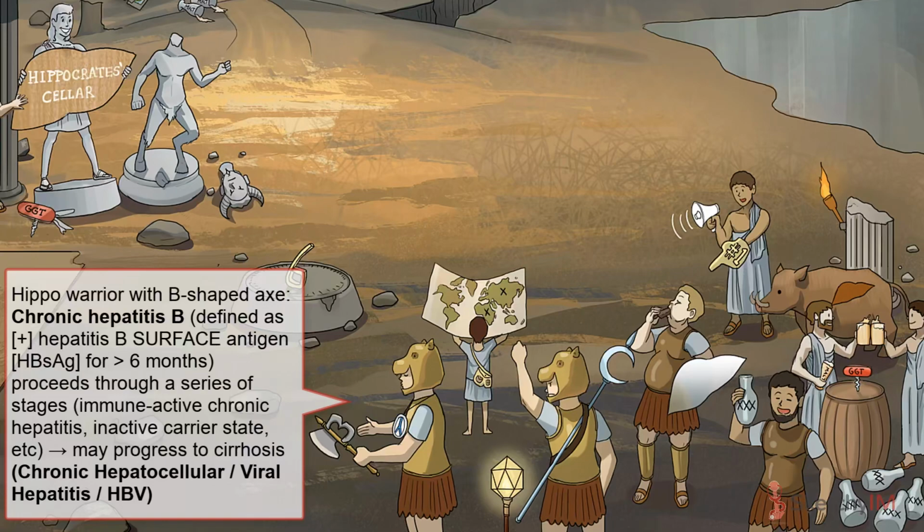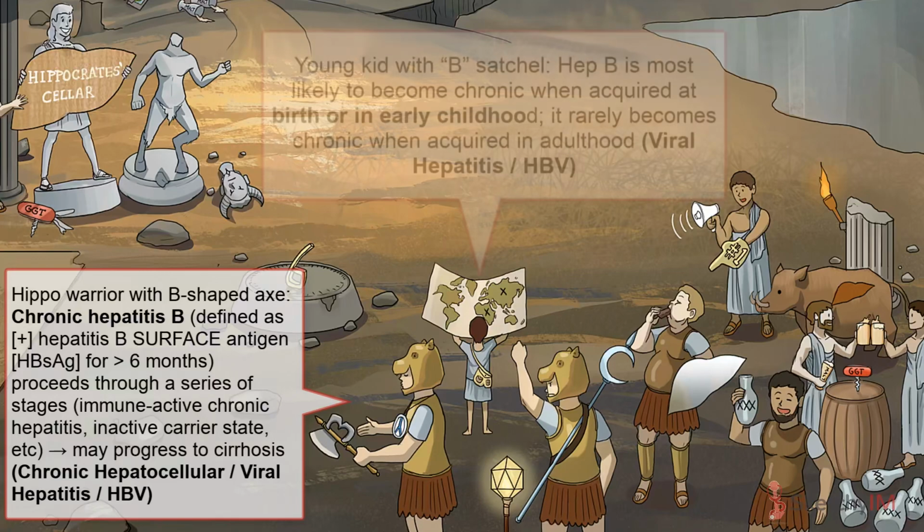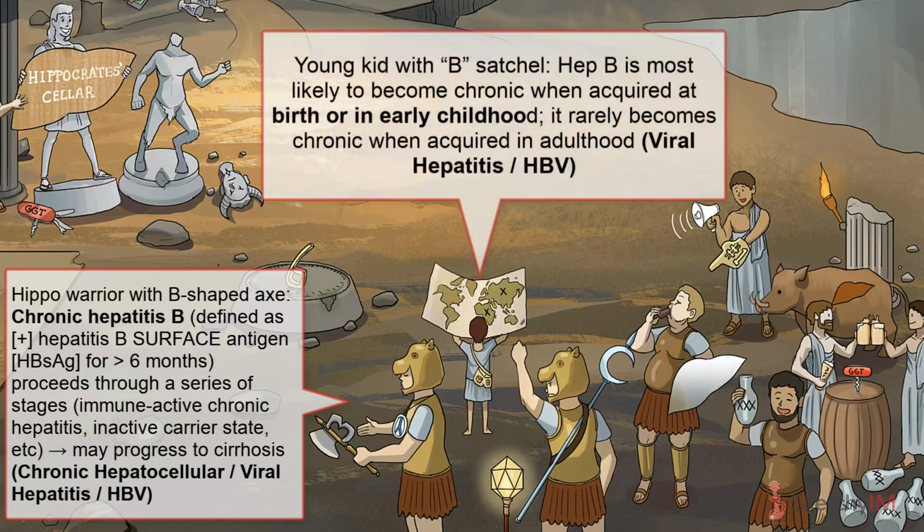This test becomes positive anywhere from 1 to 10 weeks after exposure to the virus. But how often does Hep B become chronic? It depends on the patient's age at the time the virus was acquired. When adults become infected, the vast majority clear the virus on their own. Only 5% develop chronic infection. The reverse is true when the virus is acquired at birth. 90% of these infants will develop chronic infection. When Hep B is acquired in early childhood, chronic infection develops in 20 to 50%.